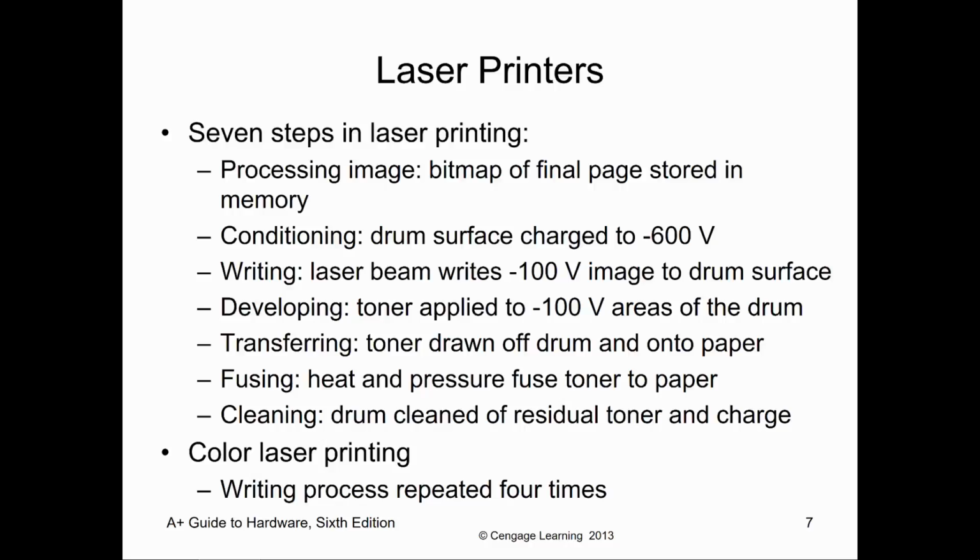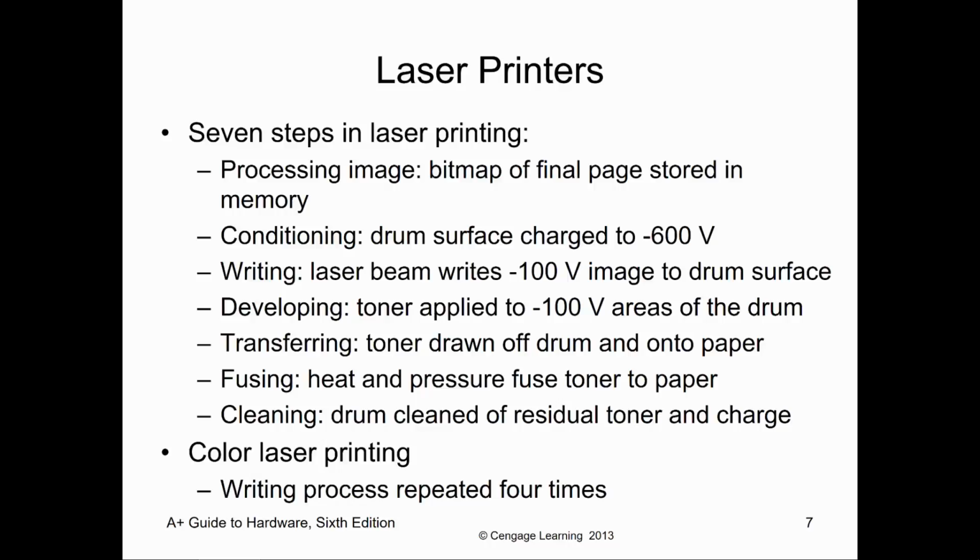The writing phase will take a laser beam and it will write a negative 100 volt image to the drum surface, so there'll be a change in voltage. Developing, the toner is applied to the negative 100 volt area of the drum. Transferring, the toner draws off the drum onto the paper. Fusing will use heat and pressure to fuse toner to the paper. That's where it starts becoming one. Cleaning, the drum will be cleaned of residual toner and charge, ready for the next one.